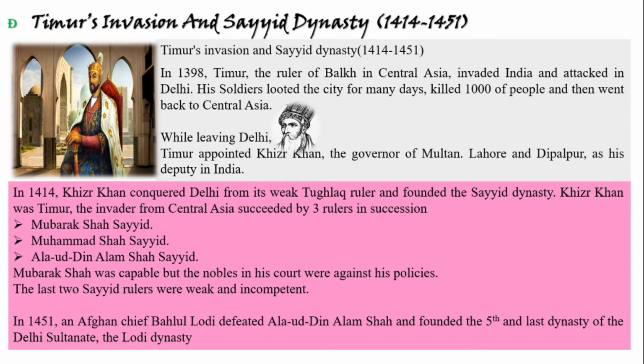Khizr Khan was succeeded by three rulers in succession: Mubarak Shah Sayyid, Muhammad Shah Sayyid, and Ala-ud-din Alam Shah Sayyid. Mubarak Shah was capable, but the nobles in his court were against his policies. The last two Sayyid rulers were weak and incompetent. In 1451, the Afghan chief Bahlul Lodi defeated Ala-ud-din Alam Shah and founded the fifth and last dynasty of the Delhi Sultanate, that is the Lodi dynasty.